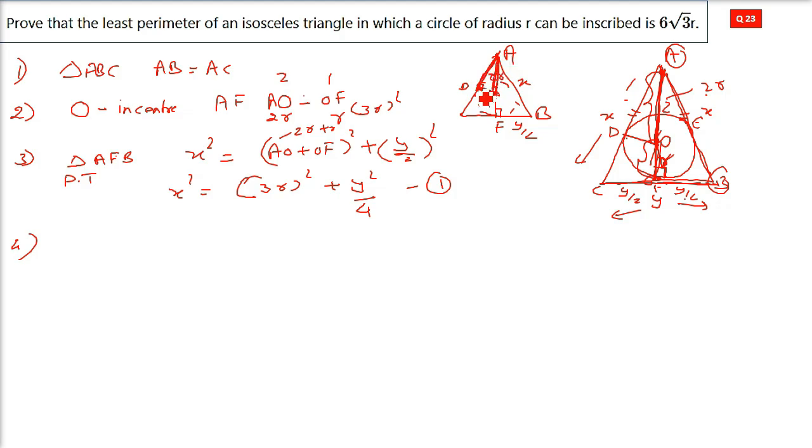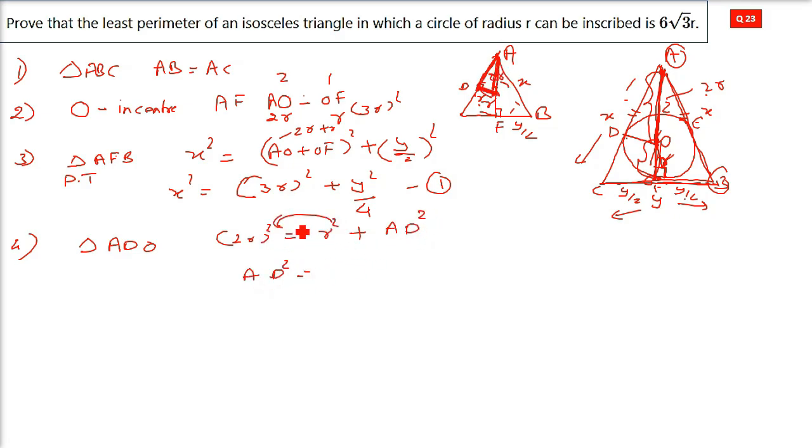So AD square equals, you can take the triangle ADO, 2r whole square, which is the hypotenuse in this case, is equal to r square plus, what is this side AD? You can just write it as AD. Now tell me whether it will be x by 2 or not.